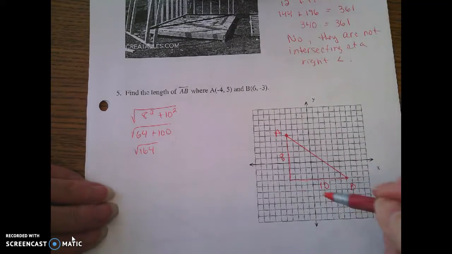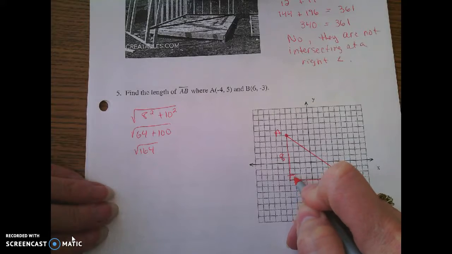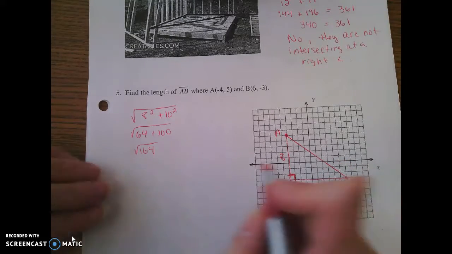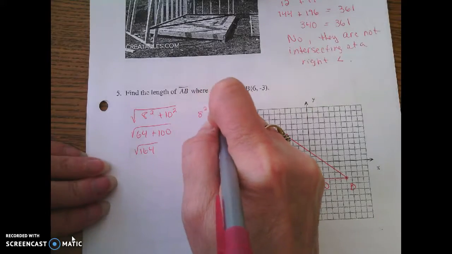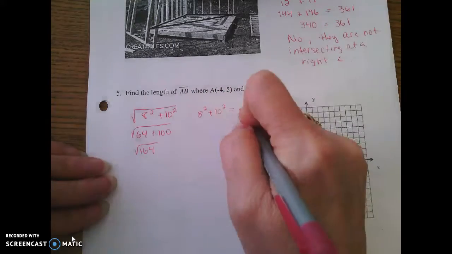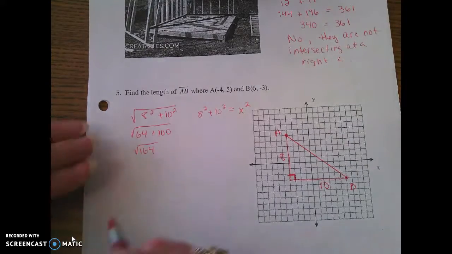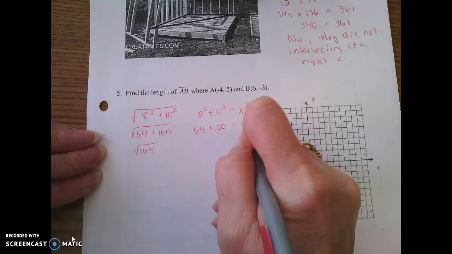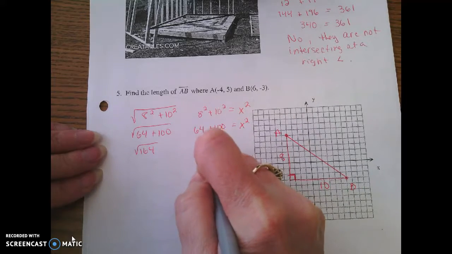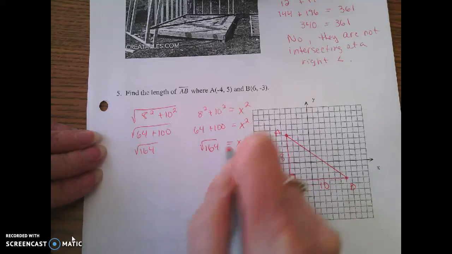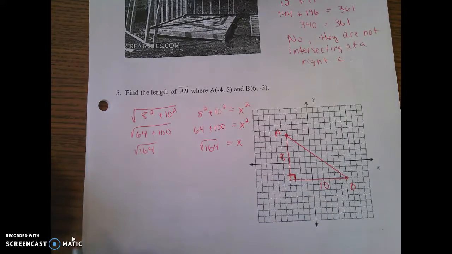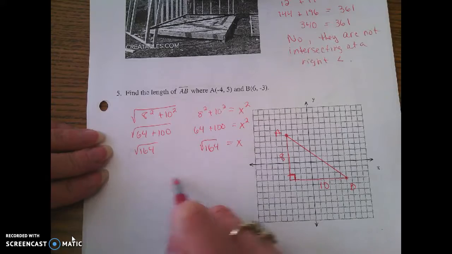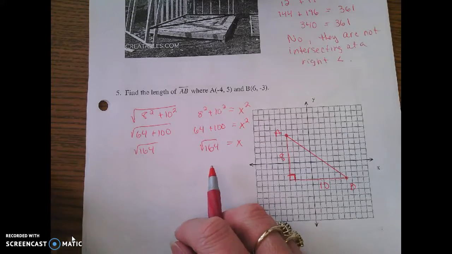But what shape is this? Isn't this a right triangle? So can't we do the Pythagorean theorem? Can't we do 8 squared plus 10 squared is going to equal our hypotenuse squared? Oh, same numbers. Wow, that's kind of weird. Same numbers at the end when we take our square root. So this just is proving the distance formula is the Pythagorean theorem.